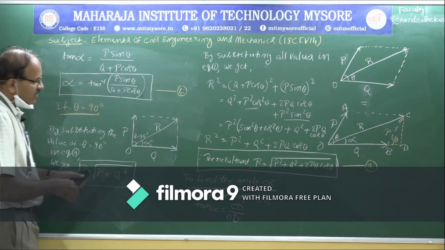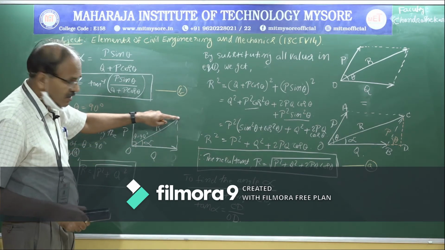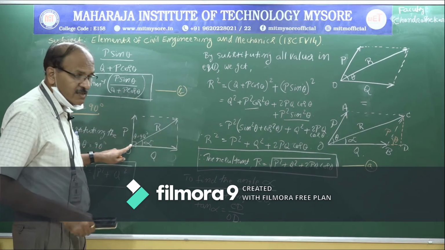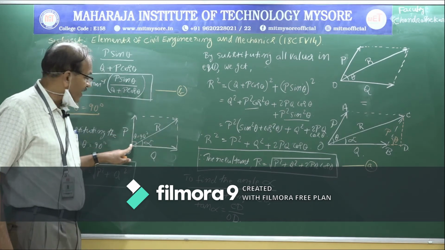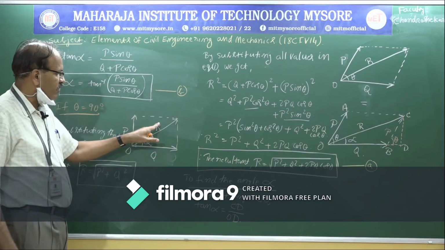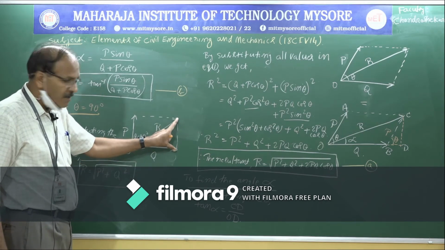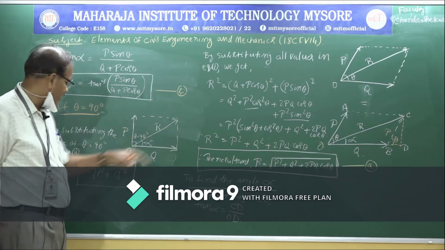So if you look at this rectangle, yes, this is the hypotenuse and these two are the remaining two sides of the right angle triangle. So obviously by applying Pythagoras theorem, we are going to get R equal to square root of Q square plus P square. Okay, it is the same here.